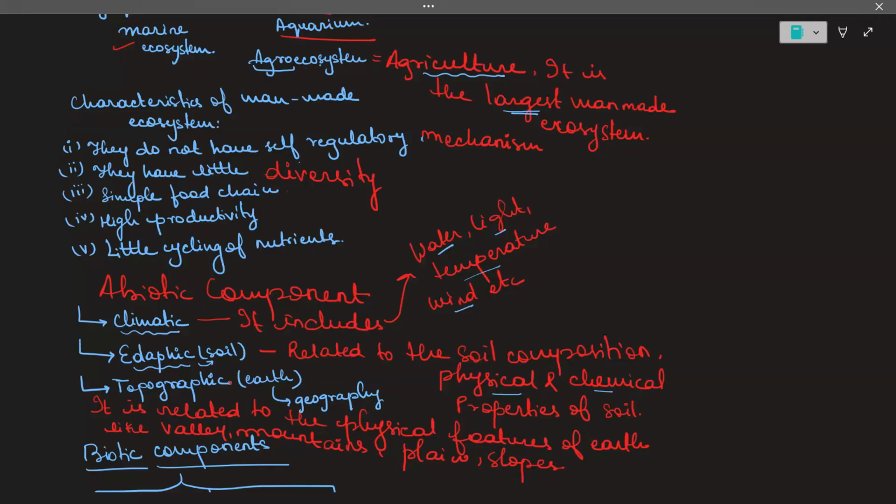Also, they have little diversity. They don't have a lot of organisms; only the number of fishes that you put will be there. There will be no other organisms. The food chain will be very simple in the man-made ecosystem. They will have high productivity because they are very concentrated and they'll have very little cycling of the nutrients. So these are certain characteristics that the man-made ecosystem has.